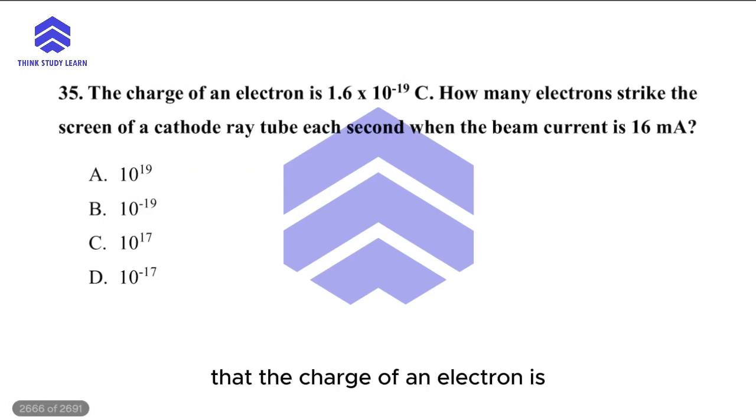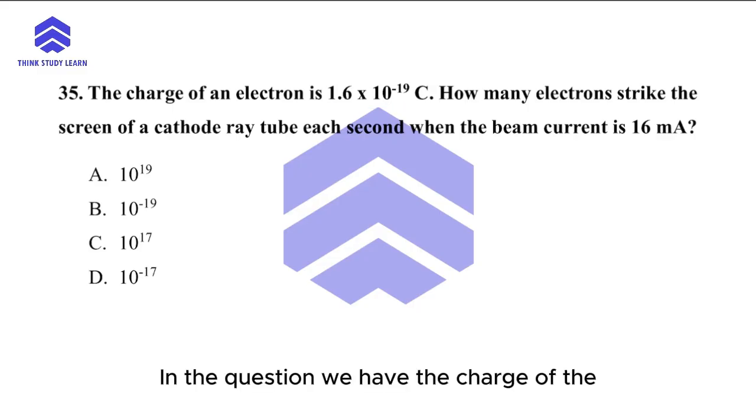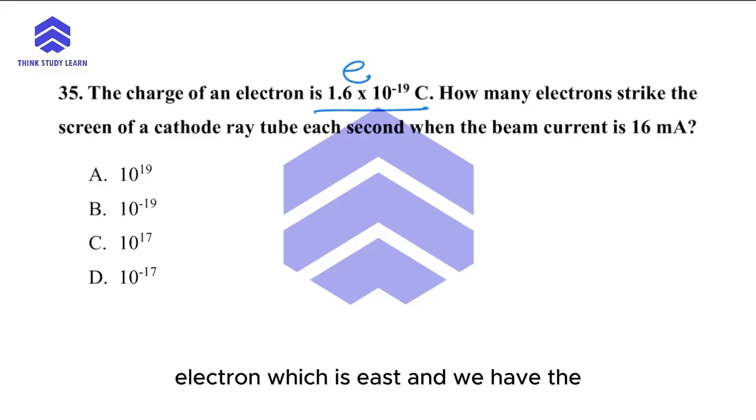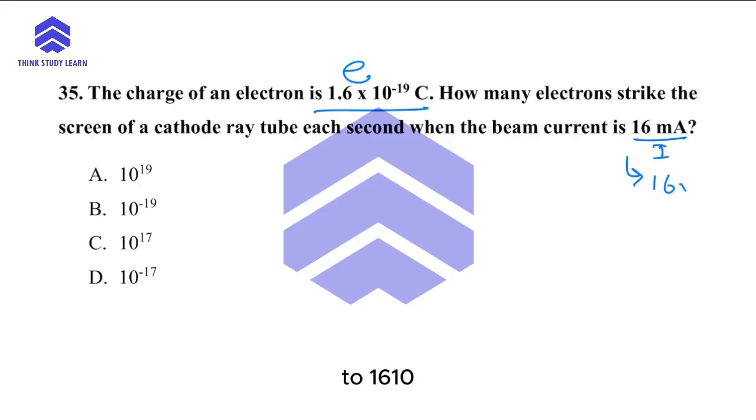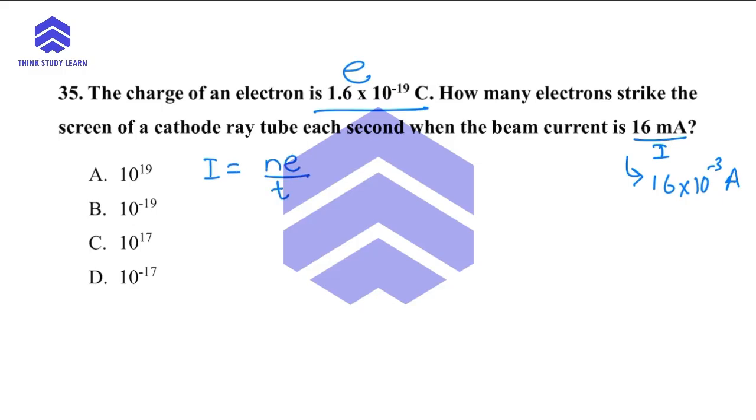Question 35 says that the charge of an electron is 1.6 into 10 raised to the power of minus 19 coulomb. How many electrons strike the screen of a cathode ray tube each second when the beam current is 16 milliampere? In the question, we have the charge of the electron, which is e, and we have the current, which is 16 milliampere. So we can say that this current is equal to 16 into 10 raised to the power of minus 3 amperes. We have a formula which is I is equal to Ne divided by t.